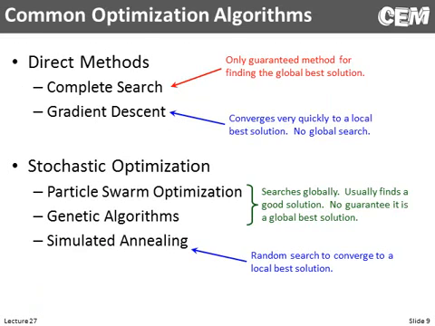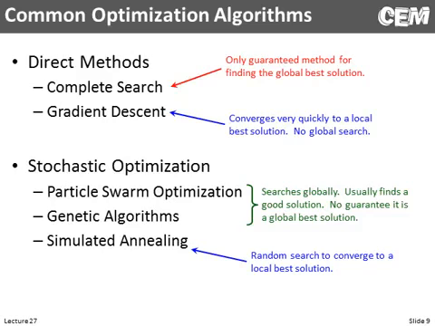Here are what I think are the most common optimization algorithms, and I have them divided into two groups. One is direct methods, where there's nothing random about it. We just somehow jump in and go straight to a best solution. Then there's the stochastic optimizations with built-in randomness, which tend to have a much better ability to search the entire solution space, whereas the direct methods will focus in immediately on a local best.